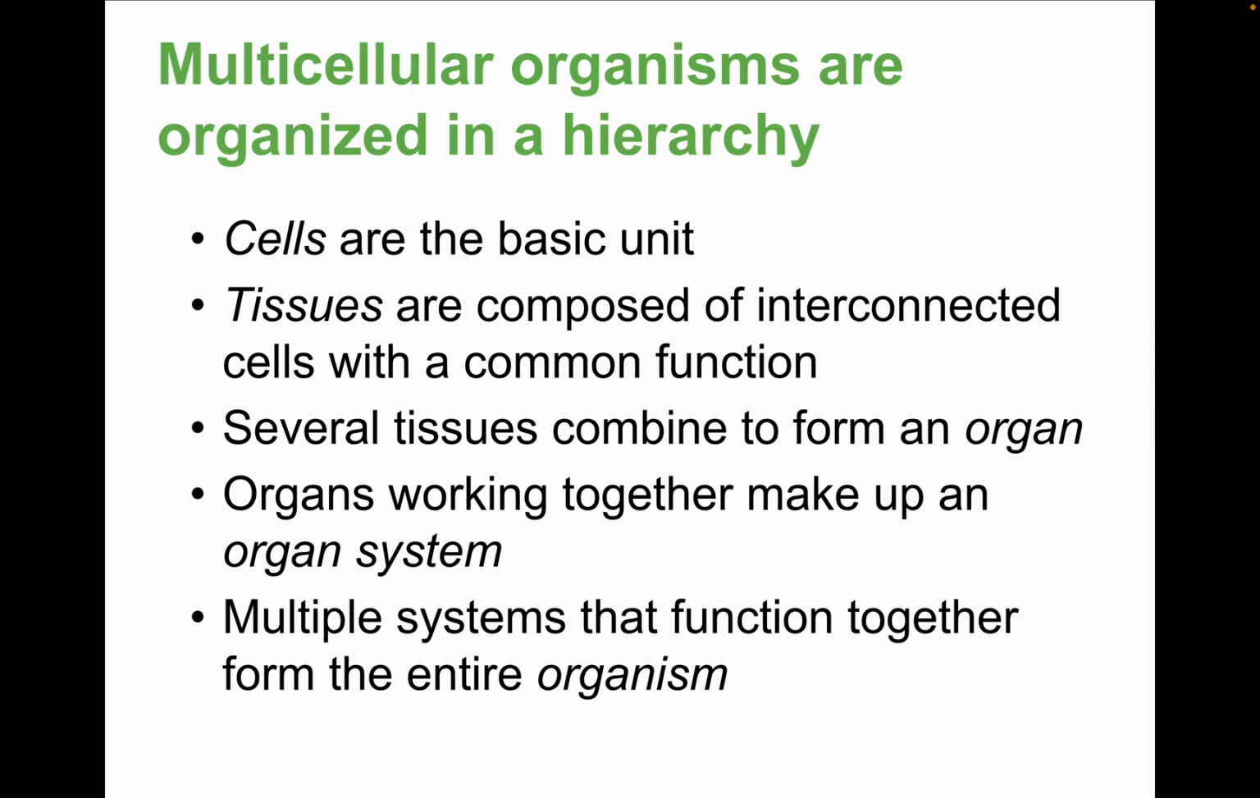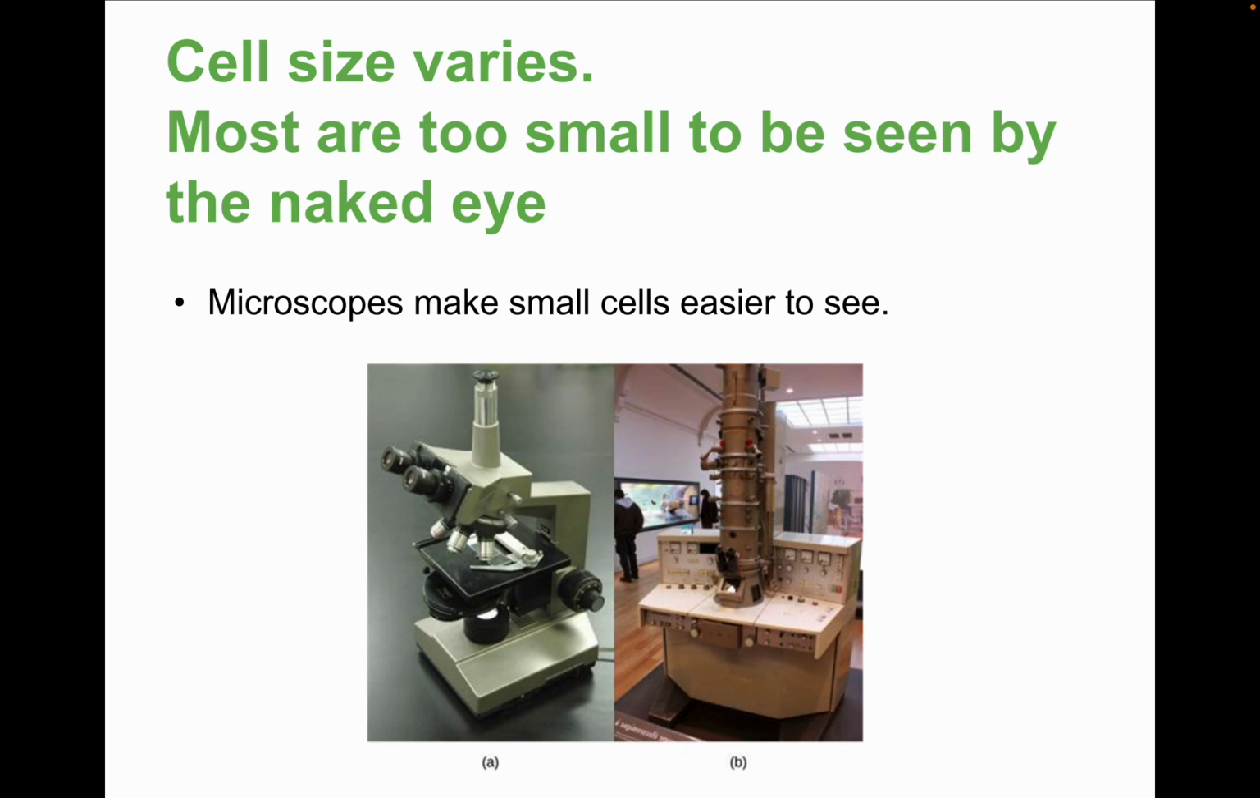Organs working together make up an organ system, for example, your digestive system or your nervous system. Multiple systems that function together form the entire organism. So in your body, you have the nervous system, digestive system, cardiovascular or circulatory system, etc. And you're only surviving because you're relying on all these different cells, which make up all these higher hierarchies of parts.